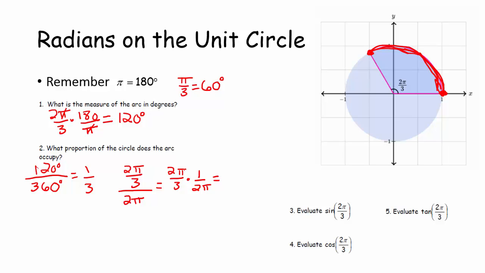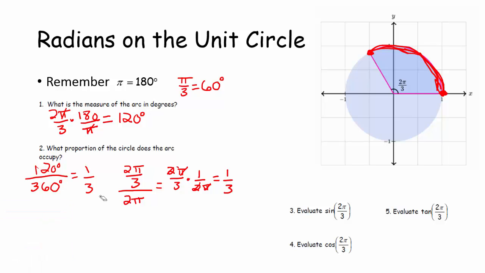And then if I simplify here, these pi's cancel, and so do the 2's, and we wind up with a third. Which is the same answer that we would get if we're measuring in degrees. Obviously, it has to be a third of the circle both ways, whether we're measuring in radians or degrees. So, other questions that might come up here, maybe we would be asked, what's the sine, cosine, or tangent of 2 pi over 3?